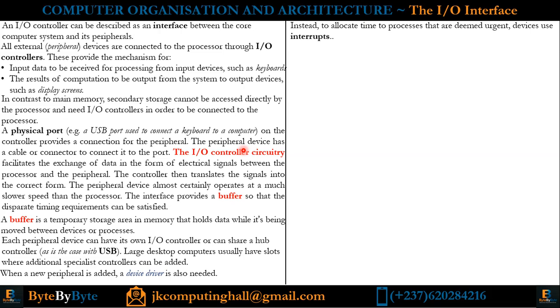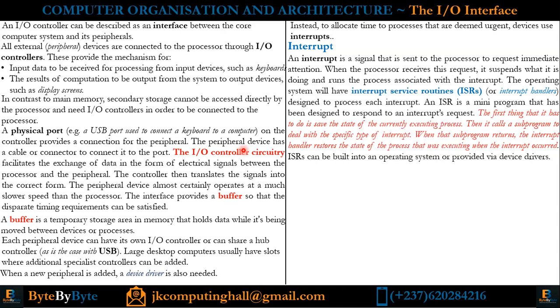Instead, to allocate time to processes that are deemed urgent, devices use interrupts. That's what I mean. I don't think there is a particular way to allocate time for urgent tasks. Instead you have priority tasks, but there are some tasks that, no matter their priority level, need to be executed over others. And such devices take the attention of the CPU through interrupts.